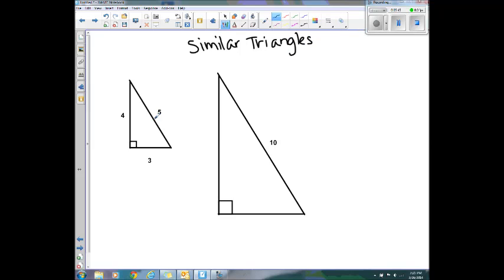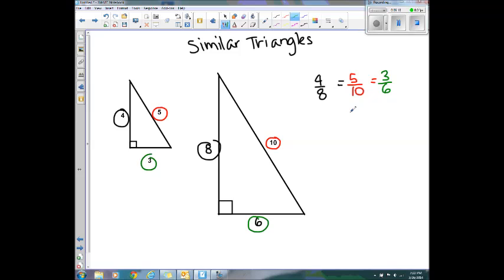With similar triangles, on this one we would have to be told that they're similar. Let's go ahead and just fill this one in. If we look at the ratio 4 divided by 8, that is exactly the same as the ratio of these two sides, which is 5/10. It's also the same as the ratio of these two sides. All of these ratios, if we clean them up, are equal to 1/2.